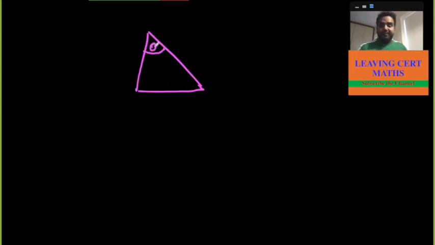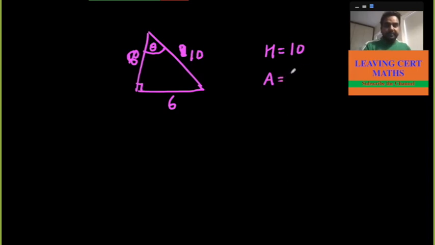This time this is your theta. 8, 10, 6. Sorry, this is your 8 and this is your 10, then it will make sense. So what is the hypotenuse? Is it 10? Yeah, very good. What is your adjacent? The 8. Very good, because these two sides are making the angle. Then what is your opposite? 6. Yeah, 6.